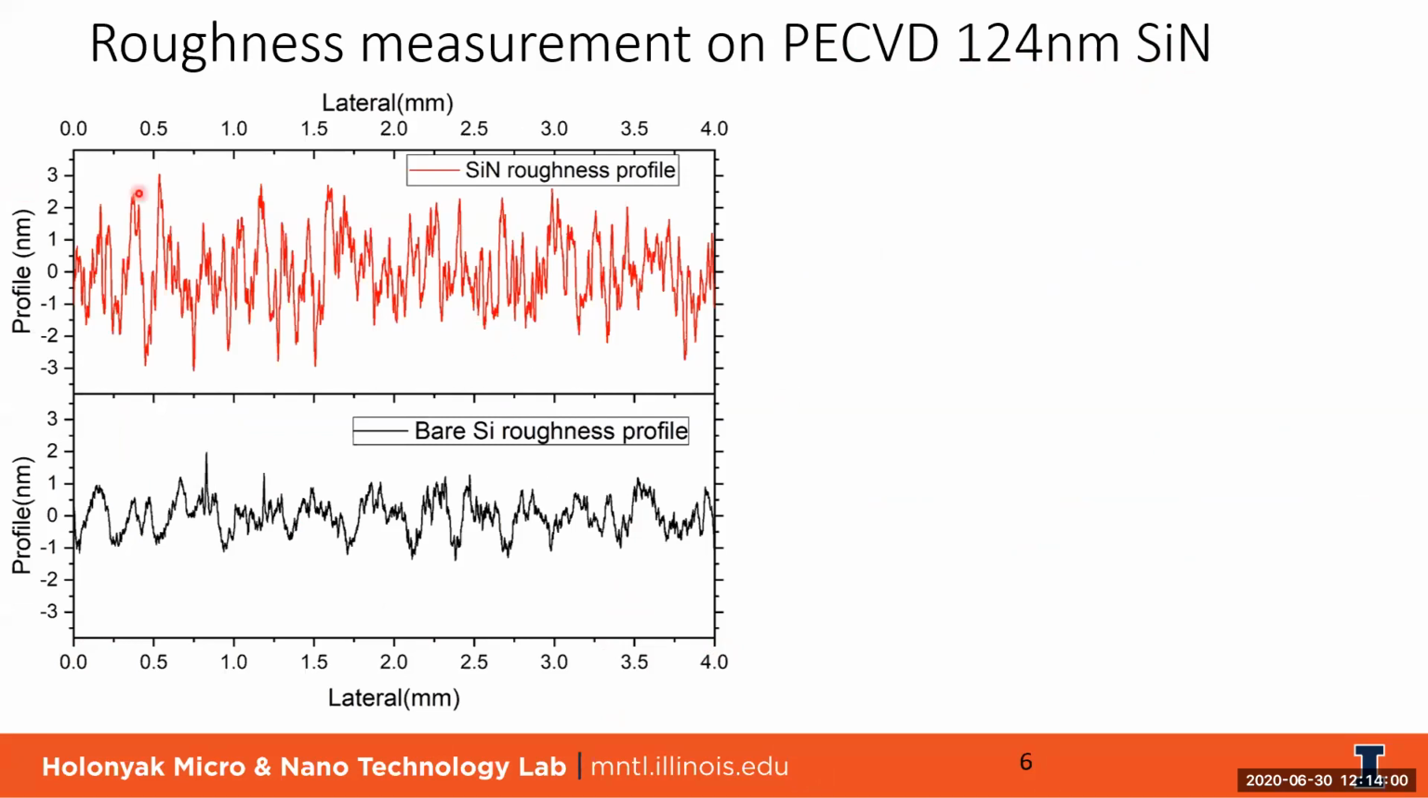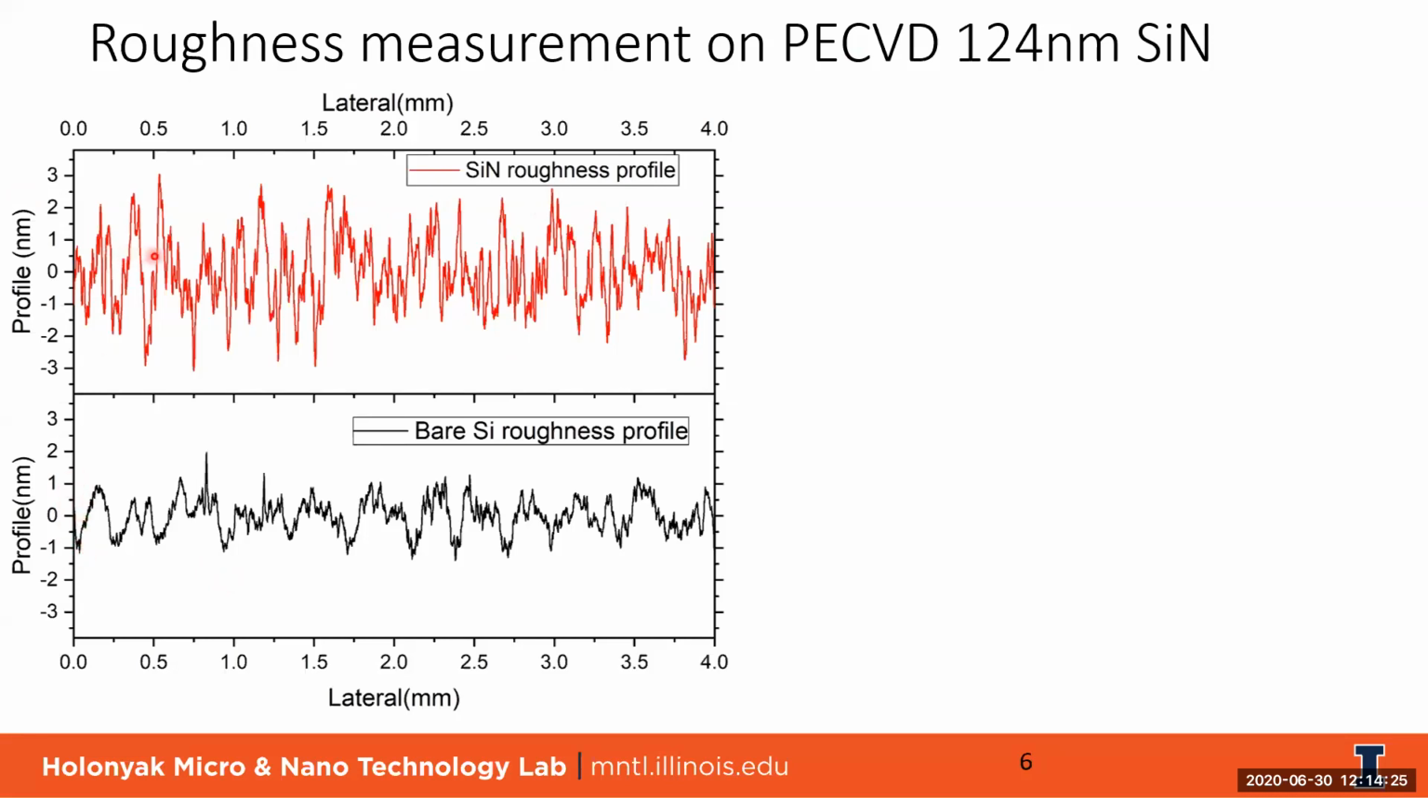On the top is the scan done after the silicon nitride deposition. On the bottom, I just show you the old data, the roughness profile. That is where we focus. We use the long pass filter to extract the roughness profile, and you can see that, again, for the bare silicon, the peak to peak is about 1 nanometer.